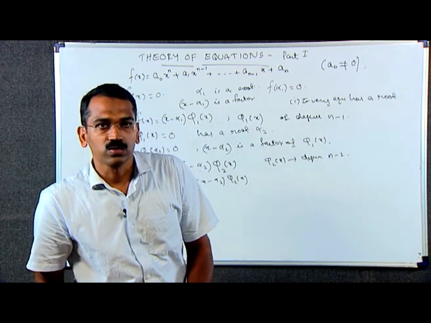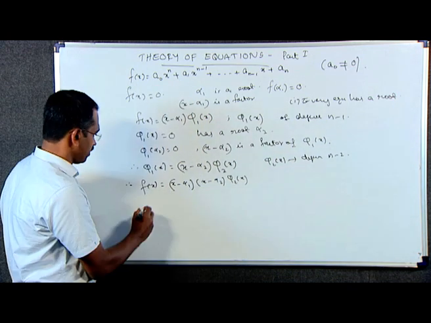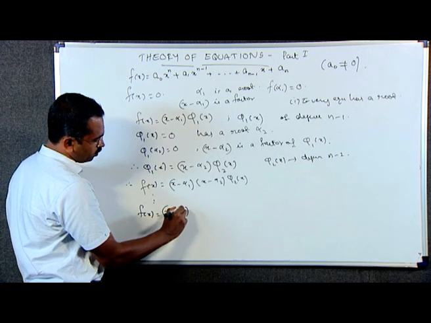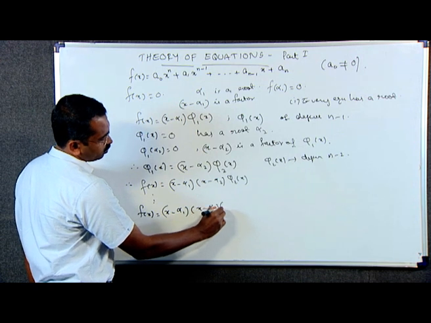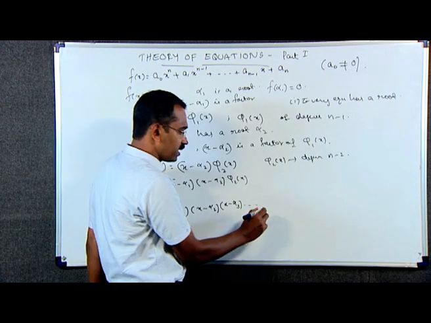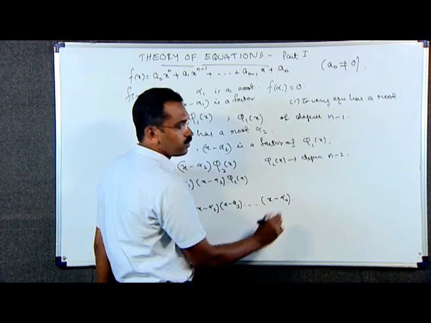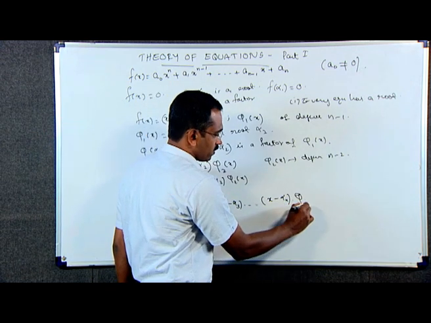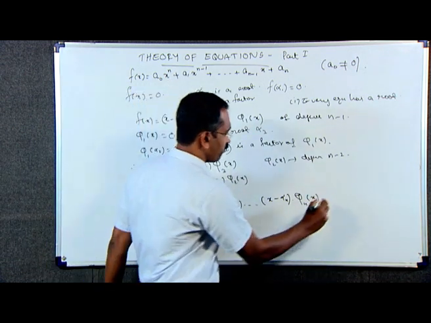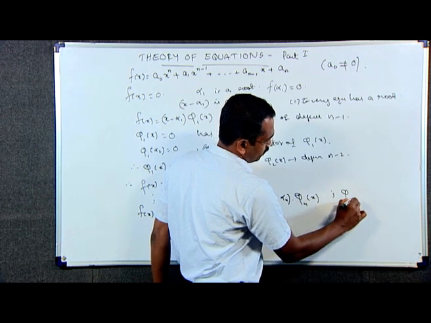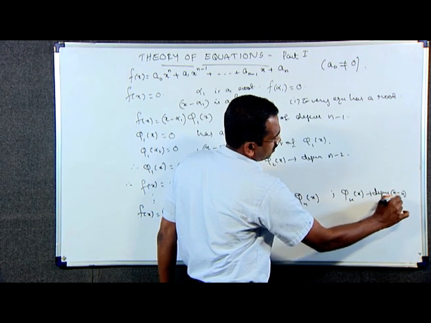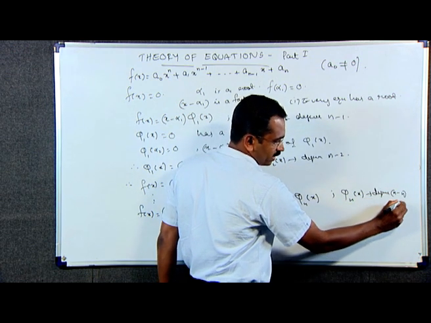By continuing this process, we can write f of x as f of x is equal to x minus alpha 1 into x minus alpha 2 into x minus alpha 3 into etc. x minus alpha n into phi n of x, where phi n of x is a polynomial of degree n minus n, that is 0.